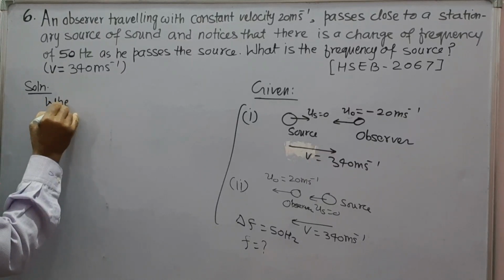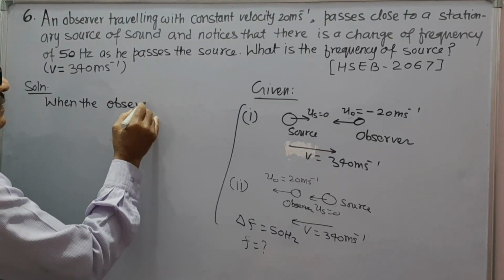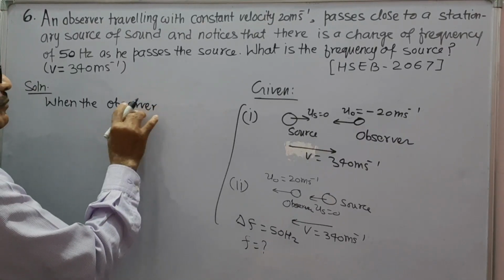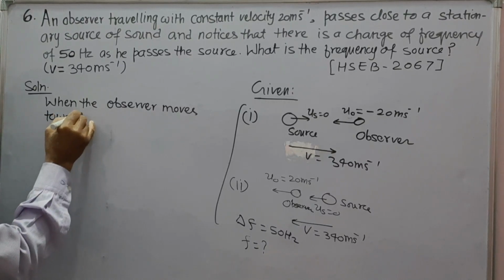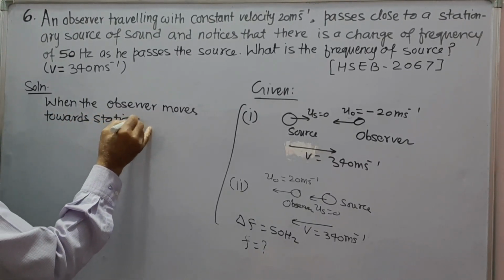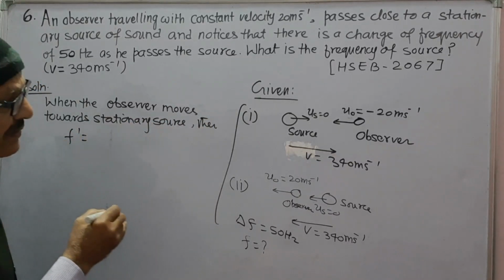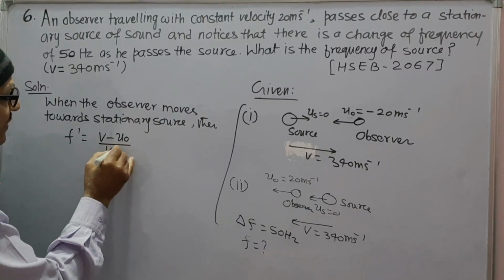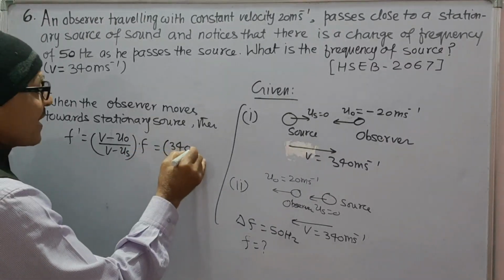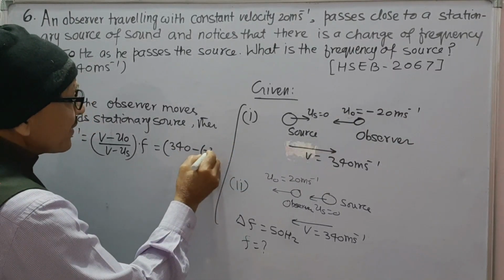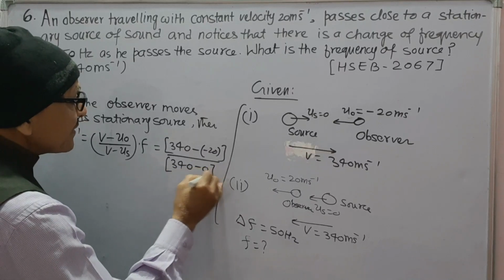In first case, when the observer moves towards a stationary source, then apparent frequency f dash equals (v minus uo) upon (v minus us) into f, which is (340 minus 20) upon (340 minus 0) into f.